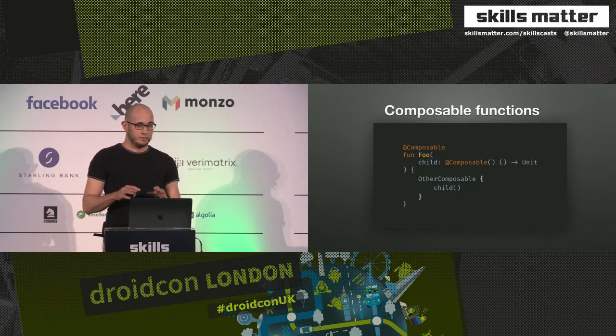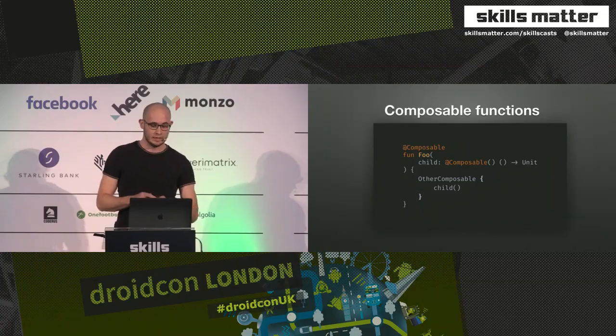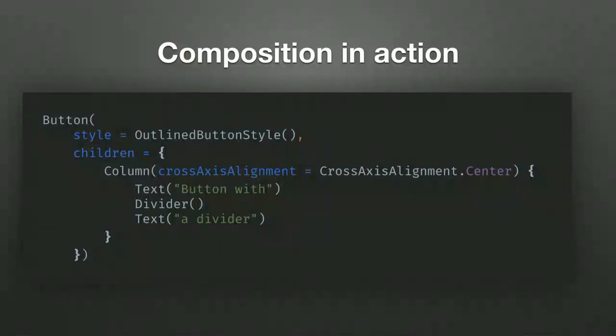And the general idea is that the Compose framework will be aware of the structure of your composable calls, and it will be able to call some of them more than once. So for example, when you're running your app, it might turn out that this child lambda is called 10 times, even though the other composable function is called just once. And this already solves the big problem with inheritance that we had with the current UI framework.